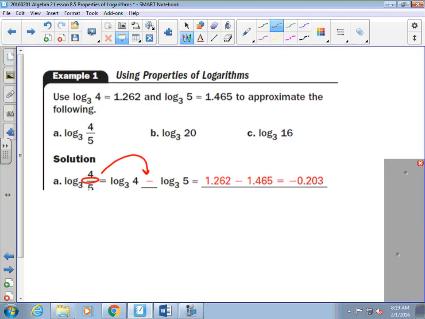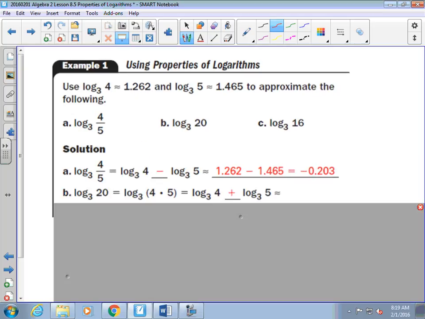The second one says log base 3 of 20. What we want to do is change 20 into something that we know. Again, in the instructions, it gave us log base 3 of 4 and log base 3 of 5. We know that if we multiply 4 and 5, we can get to the number 20. So this change right here, and this is going back to what we talked about last week, this number 20 more specifically is becoming 4 times 5. And the only reason it's becoming 4 times 5 is because we have approximations for 4 and 5 up top. So we're using what we know to figure out what we don't know.